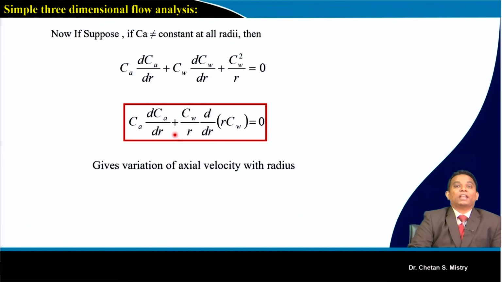We use this for our calculation and for the further design part. Then we saw that if we assume dH0 by dr equal to 0, that means constant work along the span. If we further assume the axial velocity to be constant, we come up with the relation called the free vortex equation. And this formula talks about the variation of velocity along the radius. So this is all we have learned today.